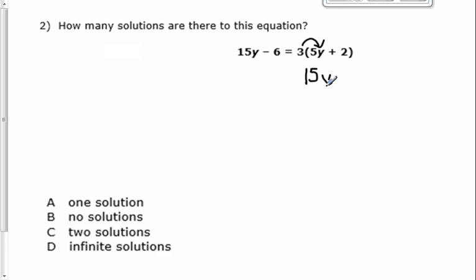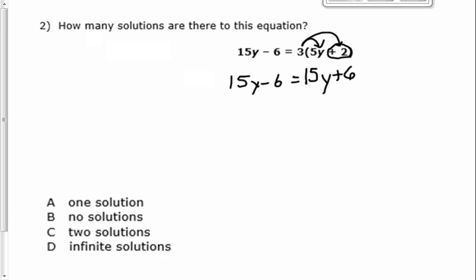Is that all I do? No, I have to do the whole parentheses. So now I have to do 3 times 2. So 3 times positive 2 is positive 6. So I'm going to put plus 6 now. Now that side's taken care of, so I'm going to recopy the other side down. So I have 15 times y minus 6.